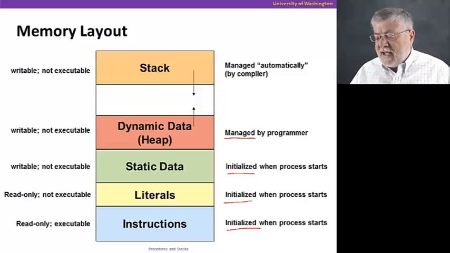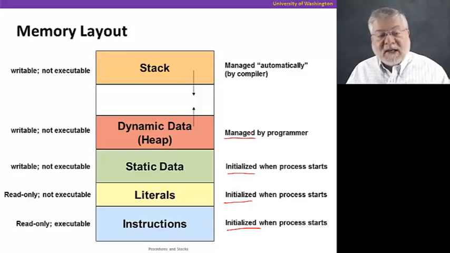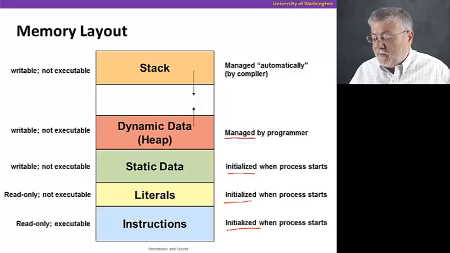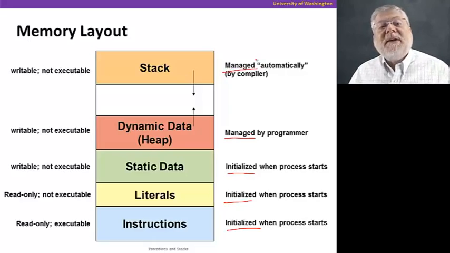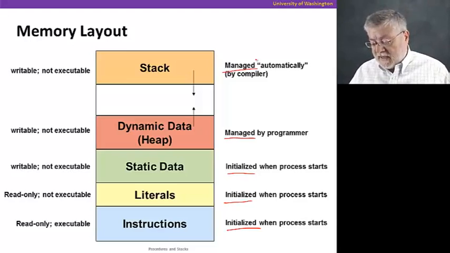The dynamic data is managed by the program, meaning we're writing in the program when to allocate more memory, when to create a new object, while the stack is managed automatically by the compiler. There are instructions inserted by the compiler to add things to the stack or remove things from the stack.